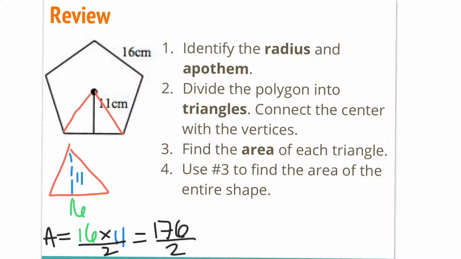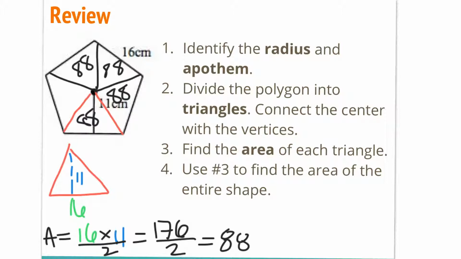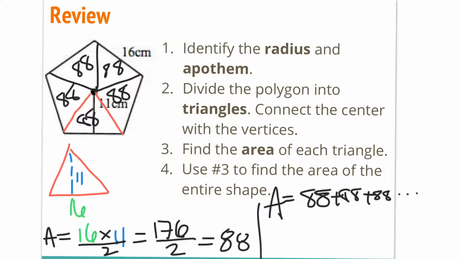Divided by 2, you will get 88. So then I know that this part is 88. This triangle is 88. This triangle is 88. This triangle is 88, and this triangle is 88. So the area of the entire thing we can say is 88 plus 88 plus 88 and so on, or just simplify 88 times 5, and you get 440.